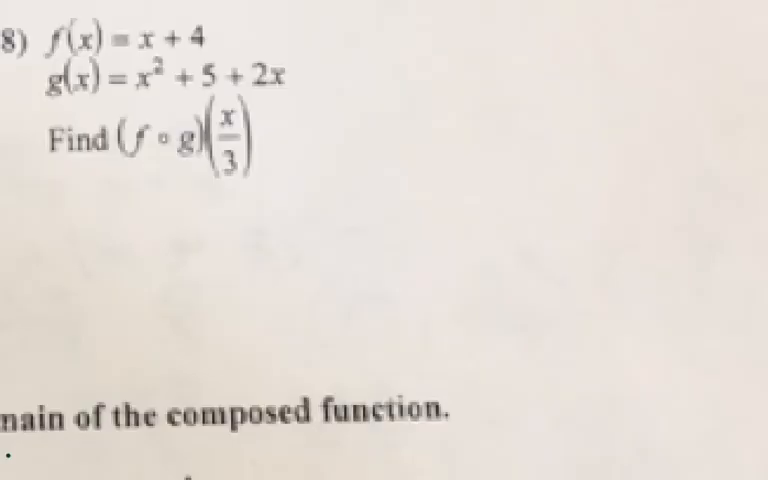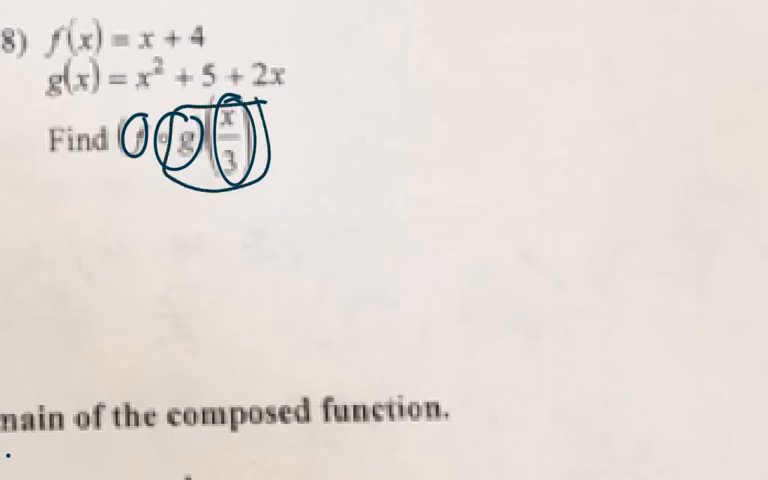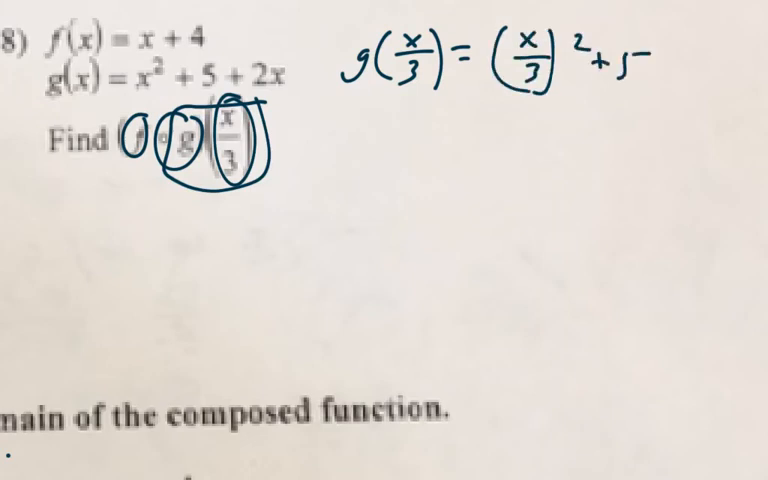Okay, so this time they want f of g of x over 3, or 1/3 x. So let's do g of x divided by 3 first. That's actually probably the better way of saying it. I'm going to plug it in for the x. I'm going to input it into my function like so. Notice how I'm using parentheses whenever I do my inputs. So literally I plugged in for my x's, x divided by 3.